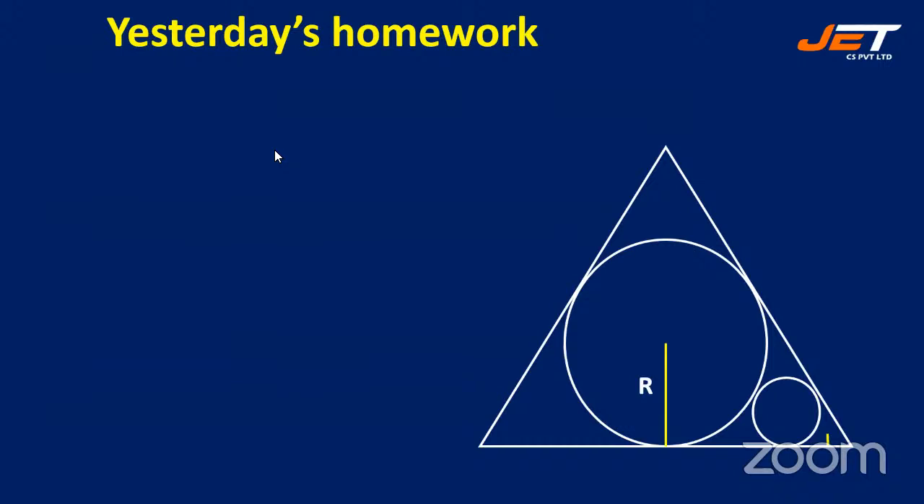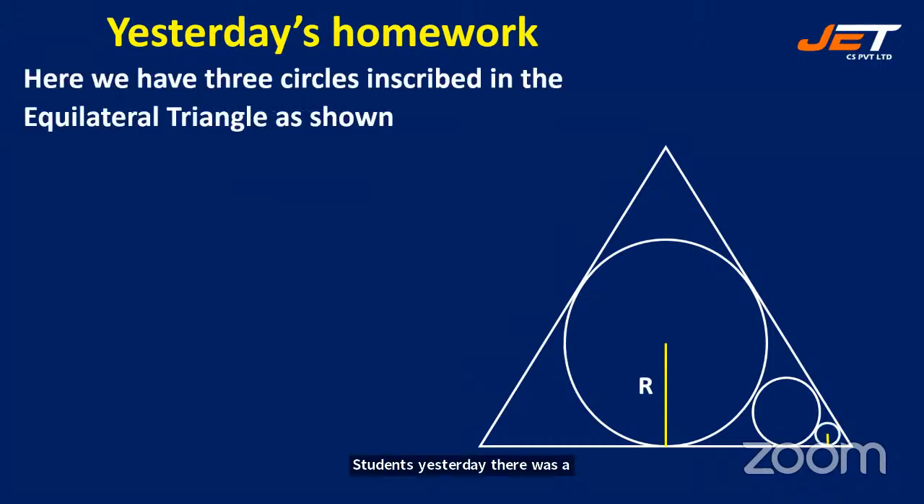Students, yesterday there was a homework in which we talked about three circles inscribed in a circle, equilateral triangle. The radius of the biggest circle was R, and what was required to find was the ratio of the radius of the biggest circle to the radius of the smallest circle. Capital R is to small r. We'll talk about this in a while, but if you have got it, it's great. But if you haven't got it, don't worry about it.